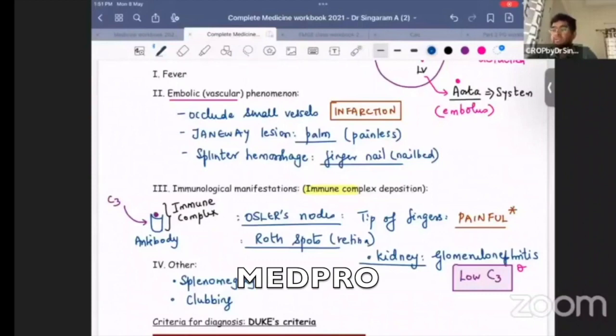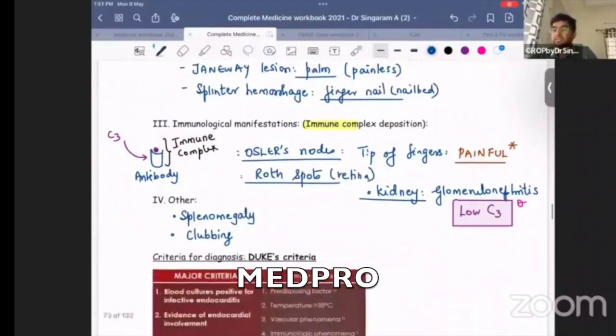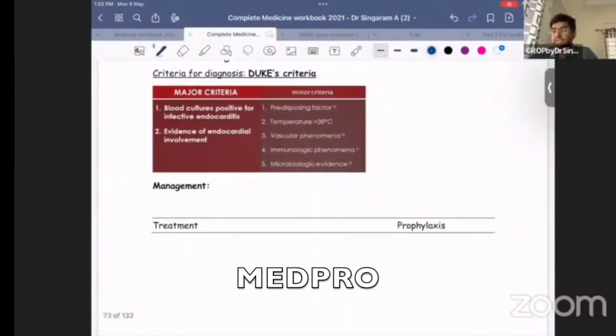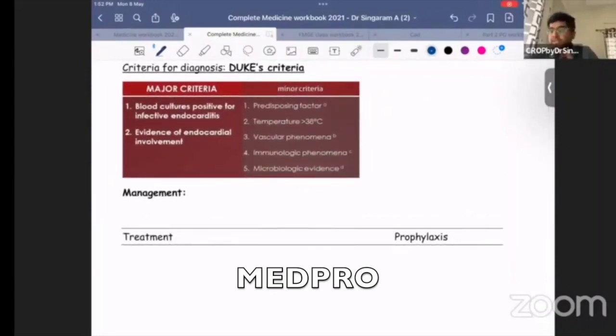And to diagnose infective endocarditis, we use a criteria. What is the name of the criteria I have written? Something called Duke's criteria. Just like any other criteria, you get major criteria as well as minor criteria. Major criteria are the ones which are definitely very important.